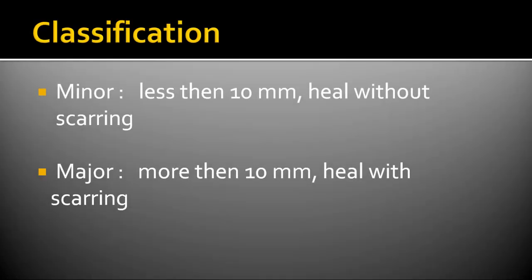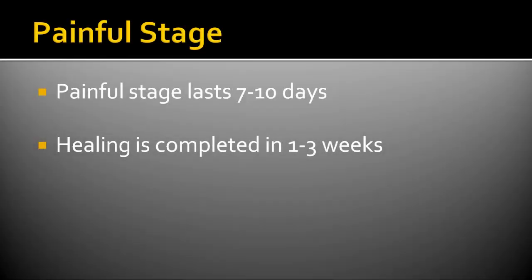Coming to the classification of oral ulcers, there are two types of oral ulcers, minor and major. Minor oral ulcers are less than 10 mm in size and they heal without scarring. Major oral ulcers are more than 10 mm in size and heal with scarring. Painful stage of oral ulcers lasts 7 to 10 days and healing is completed in 1 to 3 weeks.